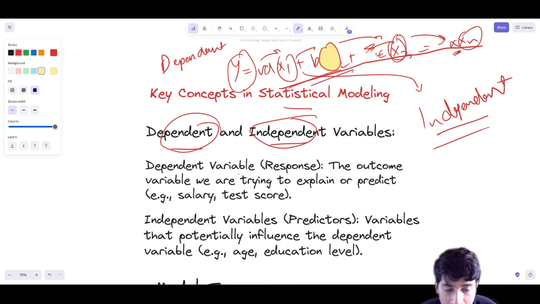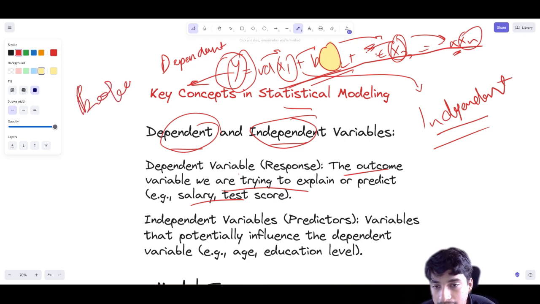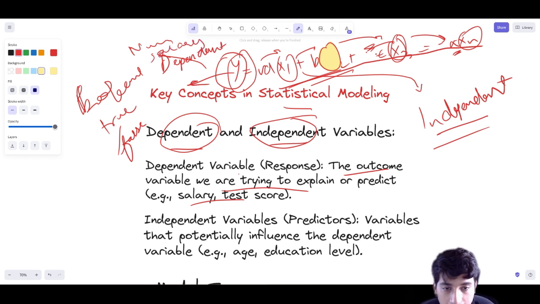Let's just look at the definition. The dependent variable is the outcome variable we are trying to explain or predict. It might be Boolean, where your result would be a true or false condition, or you might be trying to predict some numerical value, like salary. All of that is for the dependent variable, which is dependent on the independent terms.